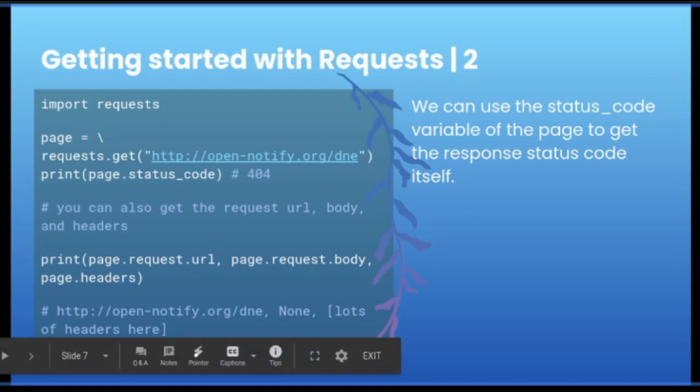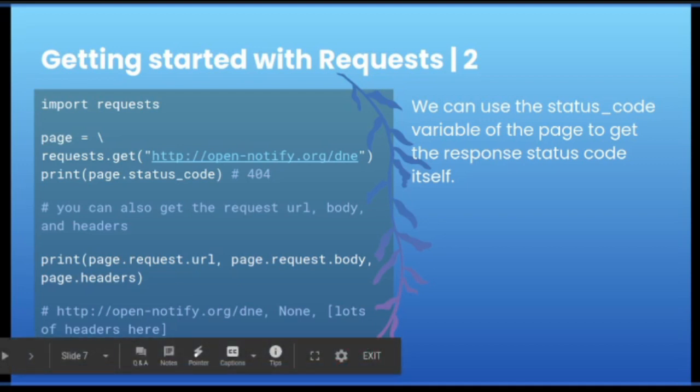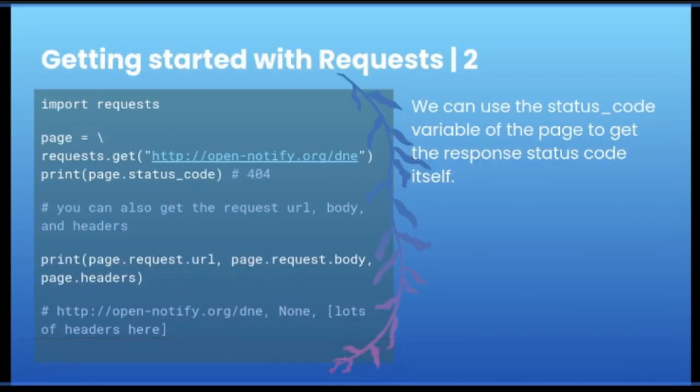As well, you can also access the request URL, request body, and request headers. From the last slide, headers are generally meta information. Body is generally the information that specifies what you want to get or what you want to tell the server. So you can also print that information. And theoretically, you should get something like http://opennotify.org DNE, None because we didn't have a body, and then lots of headers that I did not include.